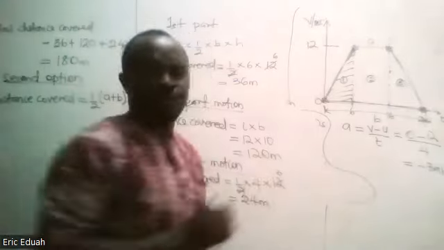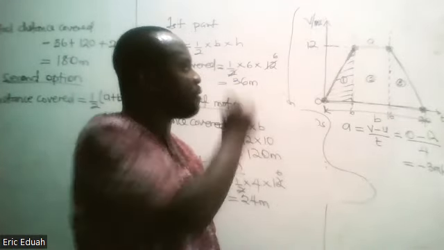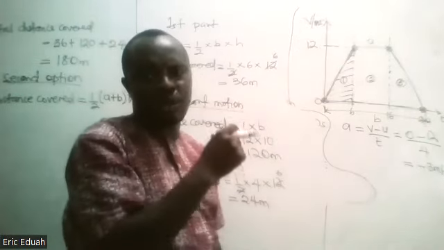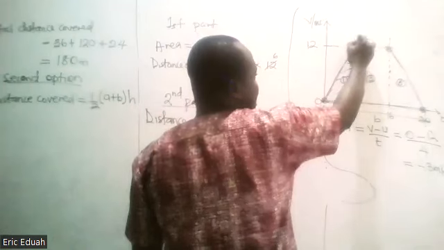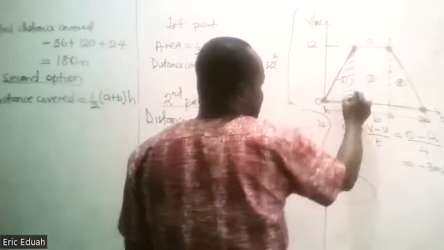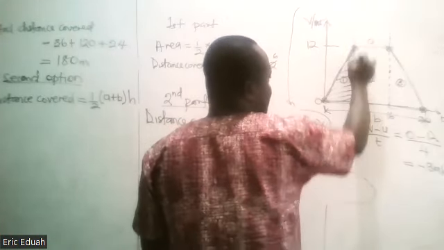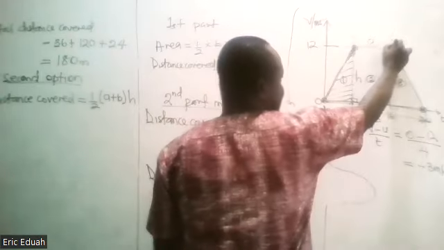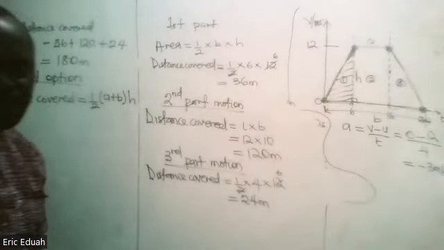And then, a line drawn from one side which is perpendicular to the base becomes the height. So when I draw a line from any point on this side, perpendicular to the base, I have the height. So this can serve as the height. This can equally serve as the height.